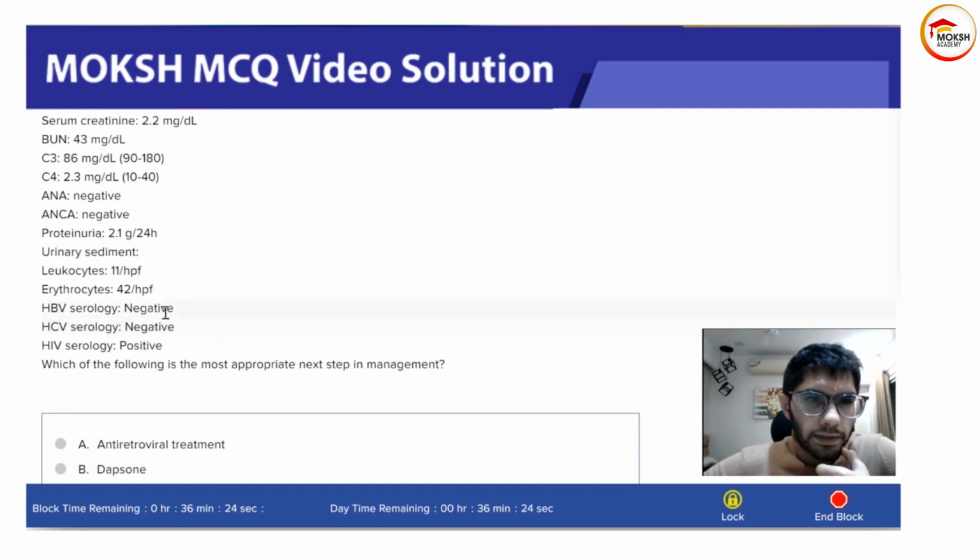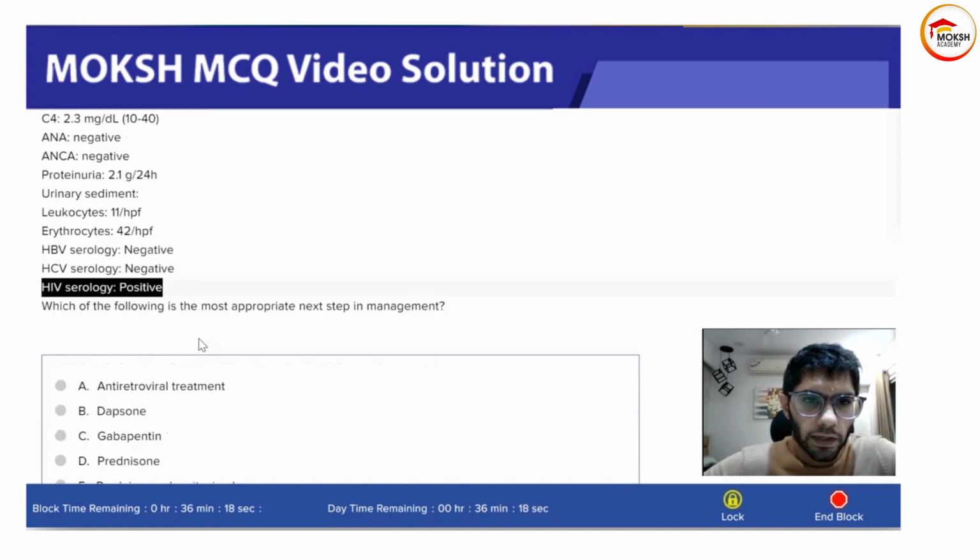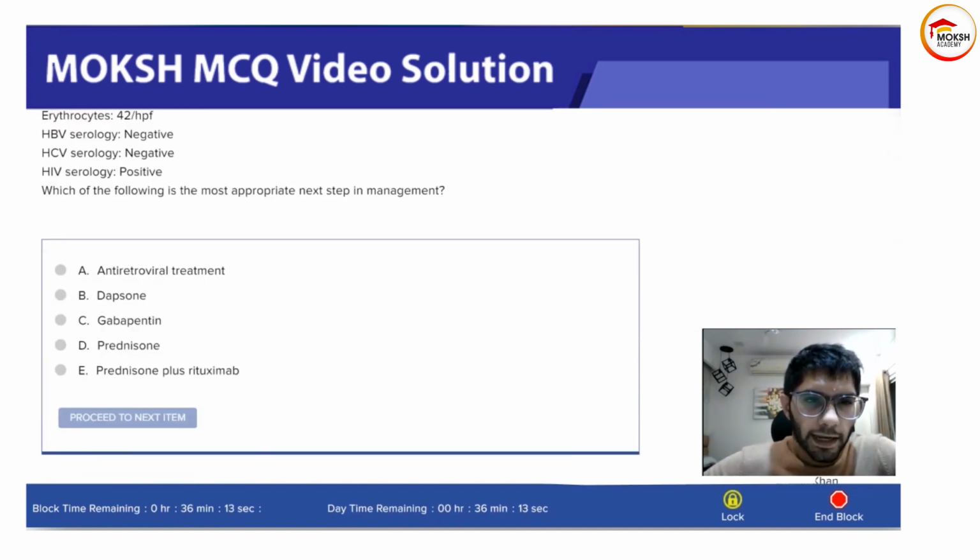HBV, HCV, both serologies are negative. HIV serology positive. Okay, so the patient is an HIV patient. Which of the following is the most appropriate next step in the management? Option A is antiretroviral treatment. Option B is dapsone. Option C is gabapentin. Option D is prednisone. Option E is prednisone plus rituximab.